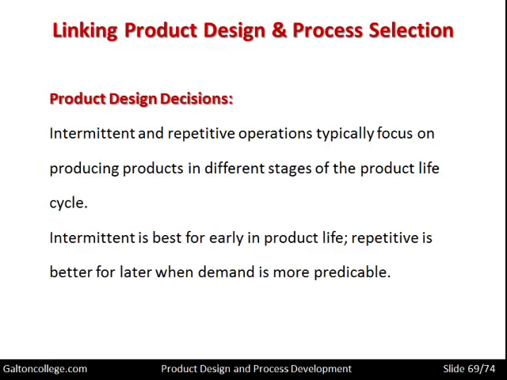Intermittent is best for early in the product life cycle. Repetitive is better for later when demand is more predictable. So as I said, it may be that the organization will start off with intermittent production, small amounts of production, testing the market. If it becomes successful, it'll move into much more repetitive, much more continuous production, and later on, when the product starts to decline, it'll move back towards intermittent.